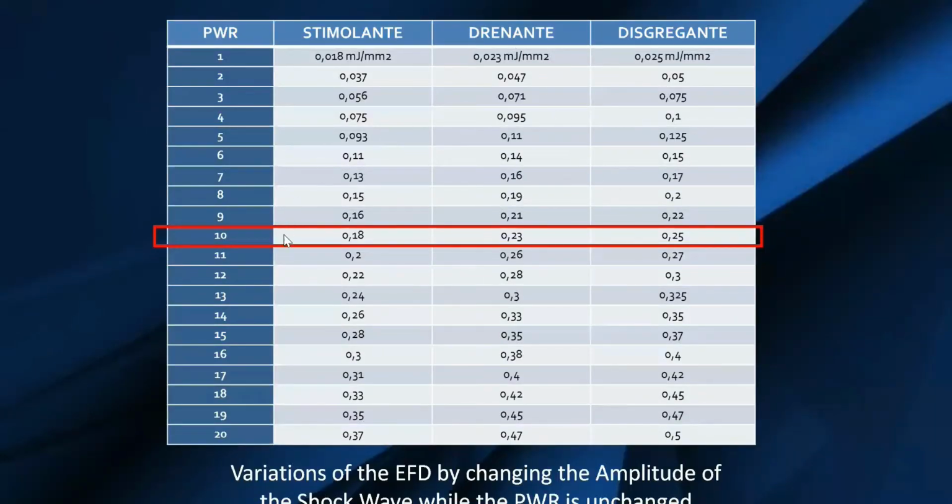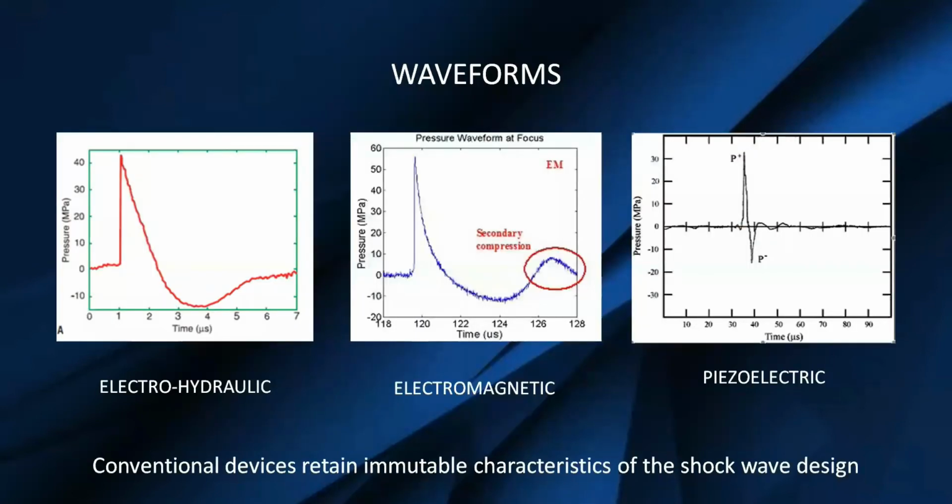A classical example is this: if I set a machine at power 10, which corresponds to set values of the pressure, I can change the energy flux density without further changing the pressure, but only by changing the design of the lens, that means the shape of the shock waves. That means a different distribution of the energy in the focus.